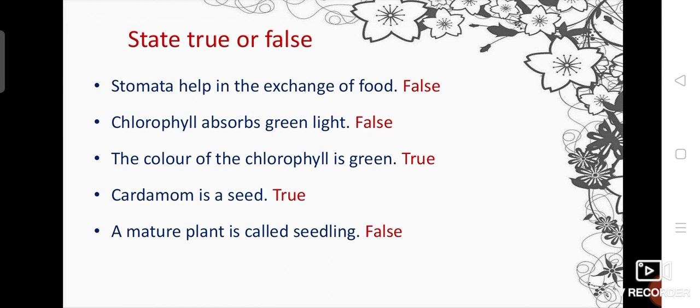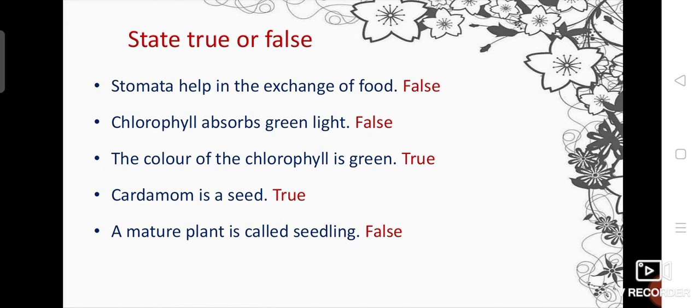Like our nose, we are inhaling oxygen and exhaling carbon dioxide, isn't it? With the help of our nose. Like that, plants don't have a nose. Instead, what are they having? Stomata. Then what do you mean by stomata? Very small holes. Where are they present? They are present on the leaves. Through the stomata, what will they exchange? They will exchange the gases. But here what is given? Exchange of food. So it is false.